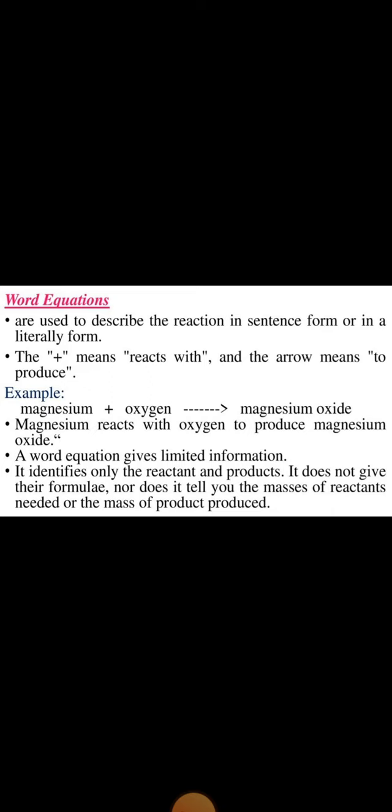So you can say that the left hand side represents the reactants and the right hand side represents the product. As you can see, when magnesium reacts with oxygen, what is formed? That is magnesium oxide. So magnesium oxide is the product here, and magnesium and oxygen are the reactants. They both are reacting to produce a product, that is magnesium oxide. So this is a word equation.